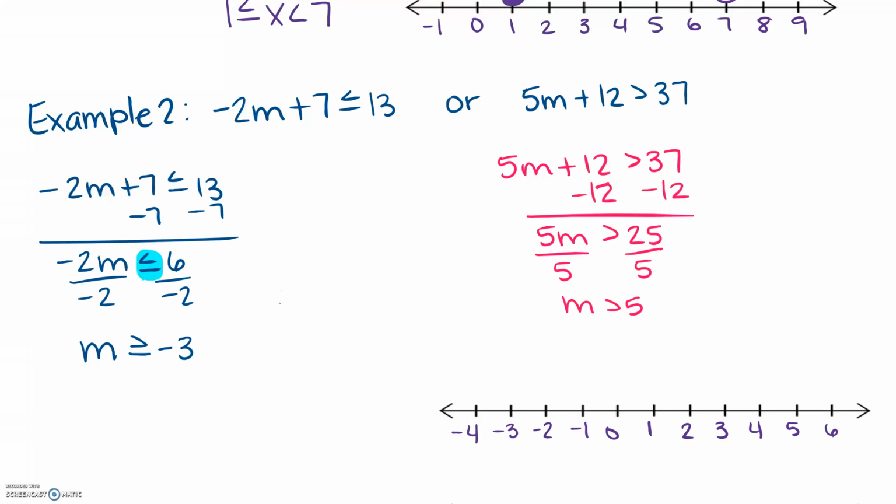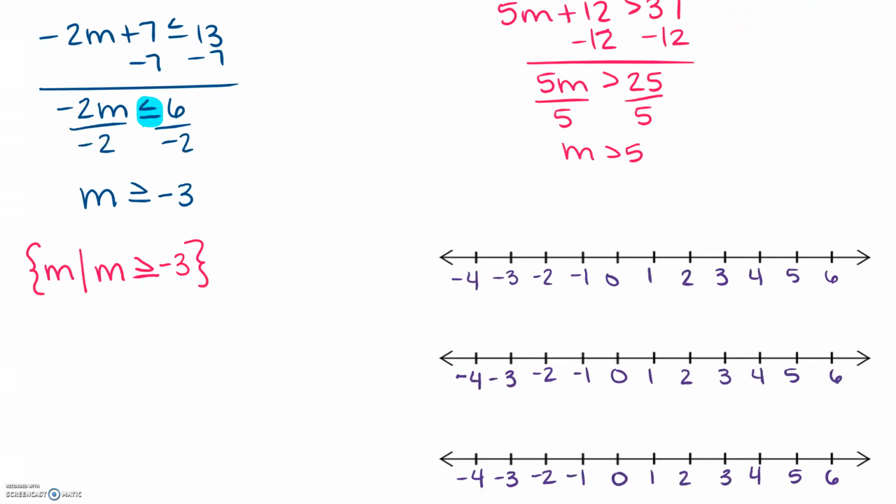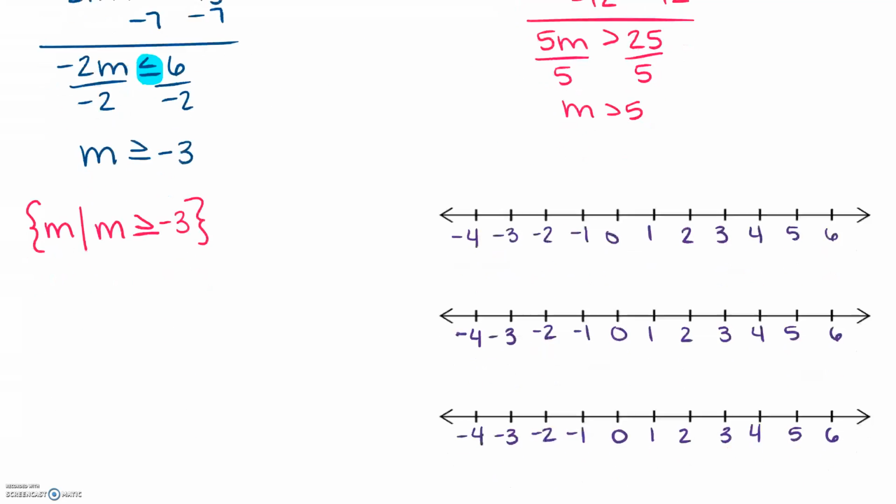So we have to write our solution set. Our solution is going to be the set of all numbers m such that m is greater than or equal to -3. Now, this looks a little different because we have two solutions, but our symbols are the same. So let's look at this on the graph and see why it's just greater than or equal to -3 instead of greater than 5 and greater than or equal to -3.